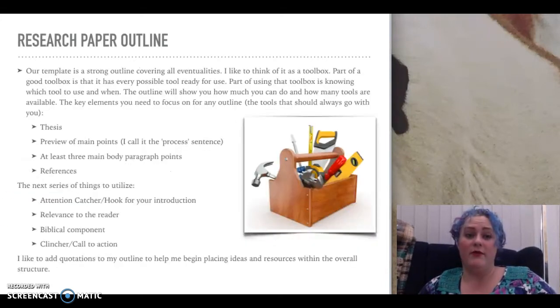Finally, your research paper outline. Our template is massive. It covers every eventuality. So I like to think about it as a toolbox. Part of a good toolbox is that it has lots of tools in it, but the other part of it is that you have to know which tools to use and how to use them. So this outline is going to show you how much you can put into an outline. It's going to show you the possibilities and the scope.